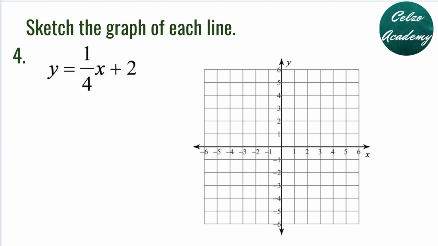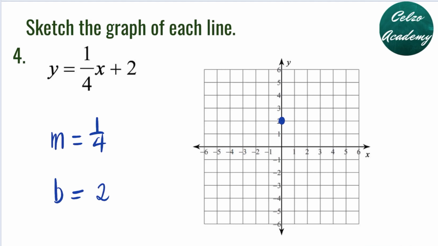Question number 4. Y is equal to 1/4 x plus 2. This equation is in the slope-intercept form, so we can easily identify the slope m and the y-intercept b. The slope is 1/4 and the y-intercept is 2. So to graph this, we will begin with the y-intercept 2, or that is 0, 2.